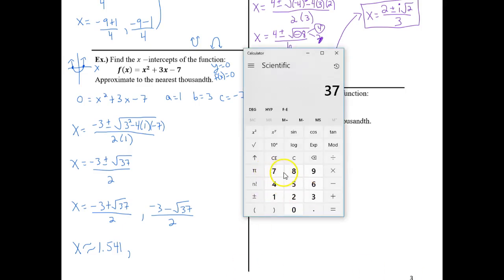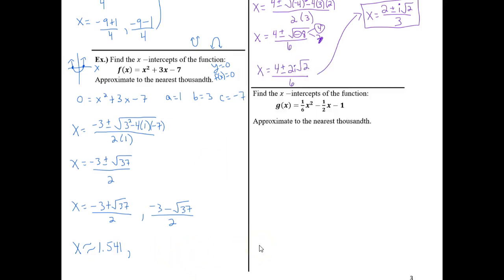Now we do it with our other solution. I have 37 again. I'm going to take the square root. Then I'm going to make it negative because this is the negative solution. I'm going to add a negative 3 to that, and then divide by 2. So for this one, again, tenths, hundredths, thousandths. The 3 says leave the 1 alone. So I'm going to end up with a negative 4.541. And those are our two solutions, approximately out to the thousandths place.